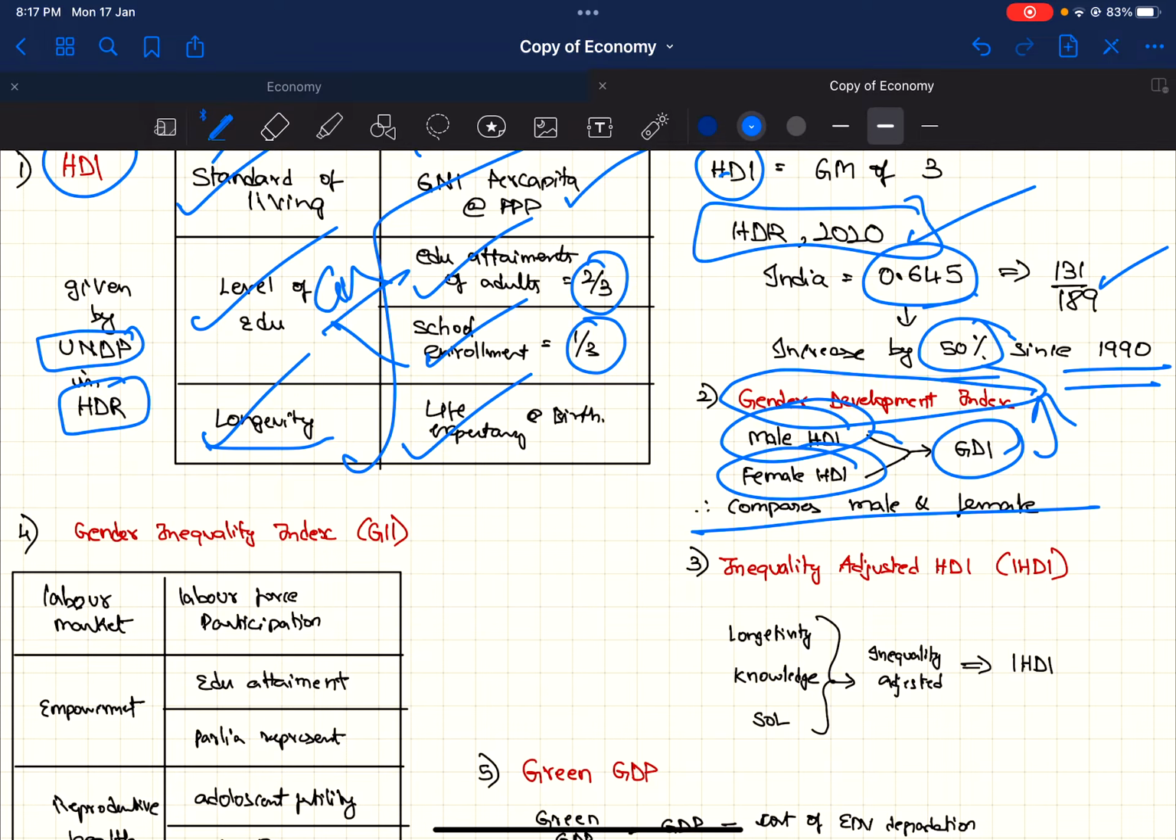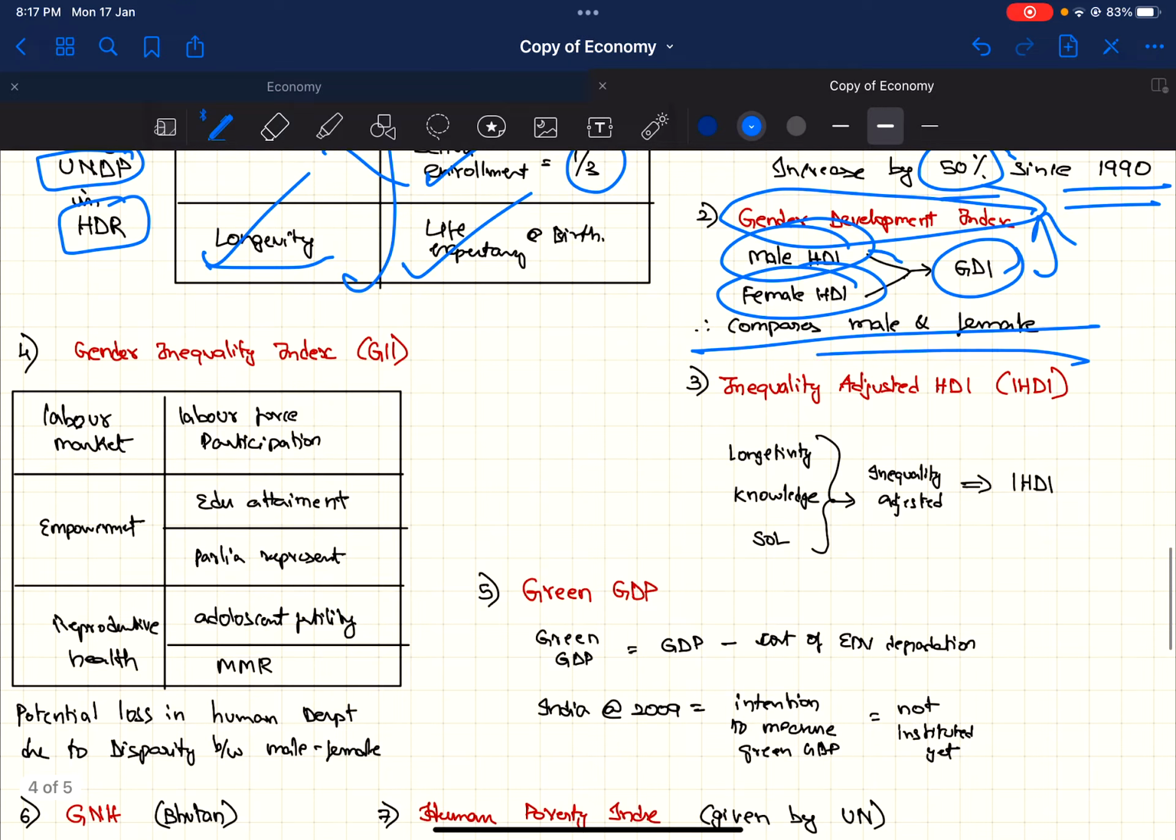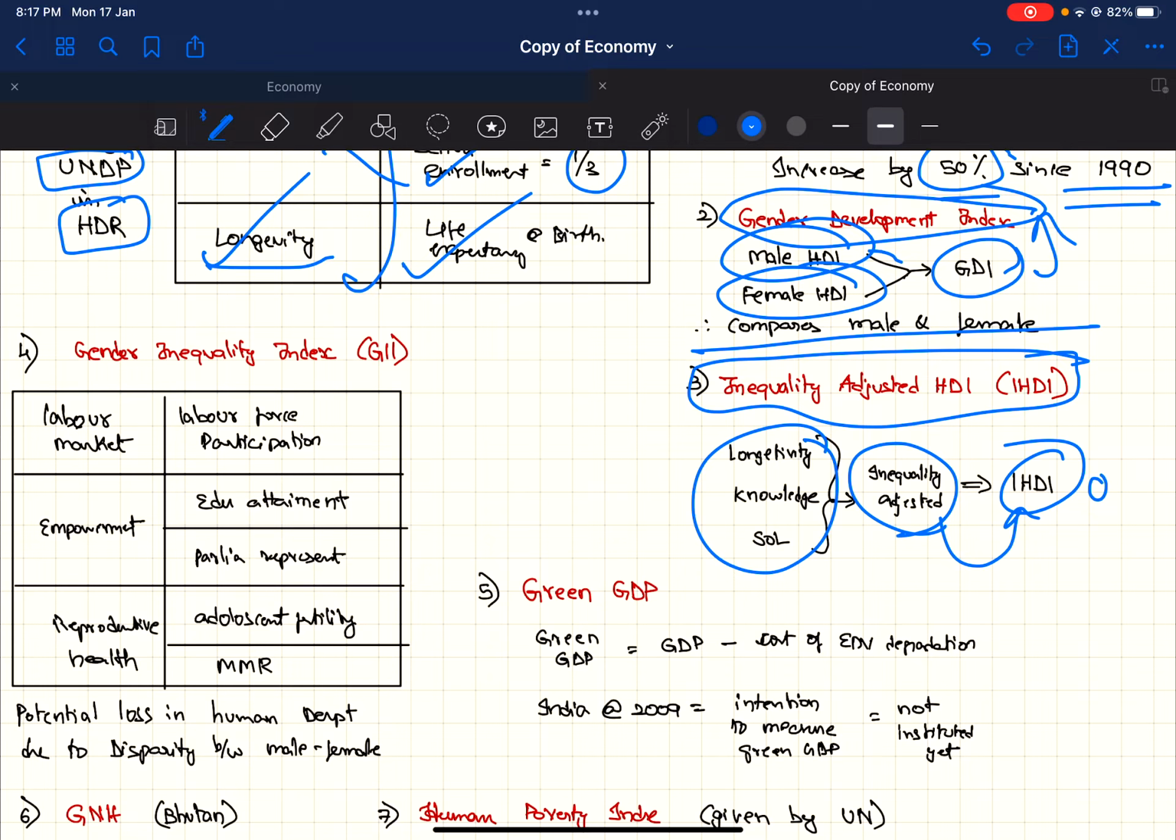It compares the male and female HDI. Now coming to the inequality adjusted HDI, you calculate the same thing and adjust for inequality, and you get the IHDI. It is 0.47 for India.